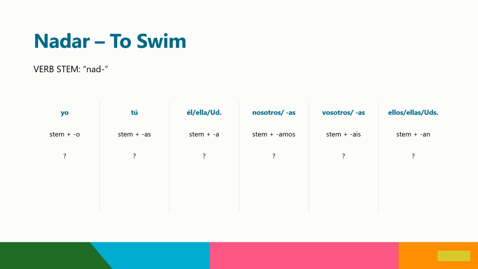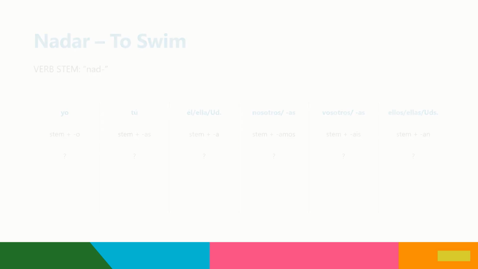It should be nada. Now for nosotros or nosotras, we, it's going to be nosotros nadamos. And vosotros or vosotras, what should it be? It should be nadáis. Finally, ellos, ellas, ustedes, what should it be? It should be nadan. So I hope you were thinking these in your mind. That's all there really is to most regular verb conjugations, like these AR verbs. Let's try a new one.